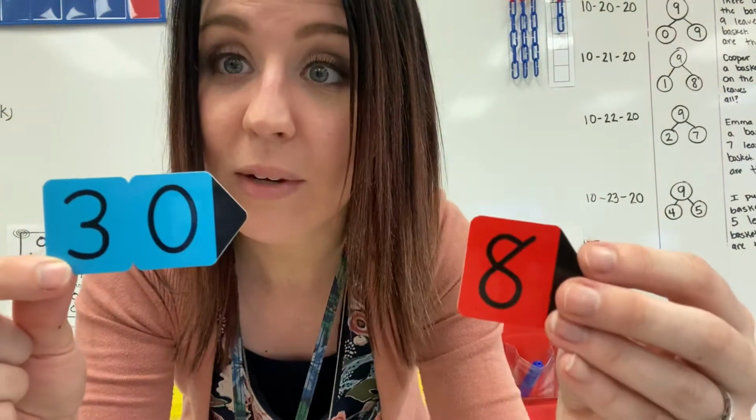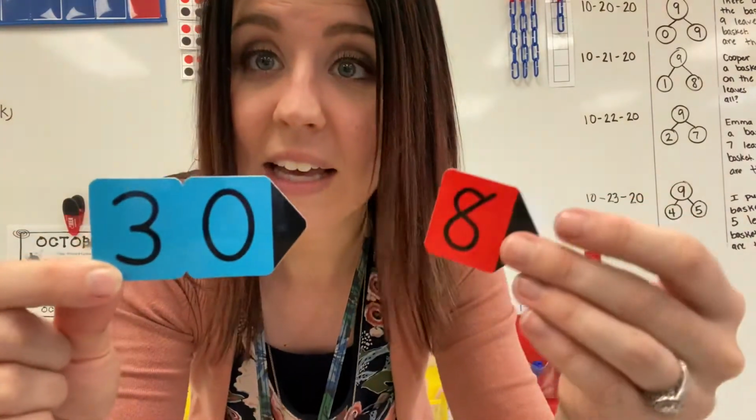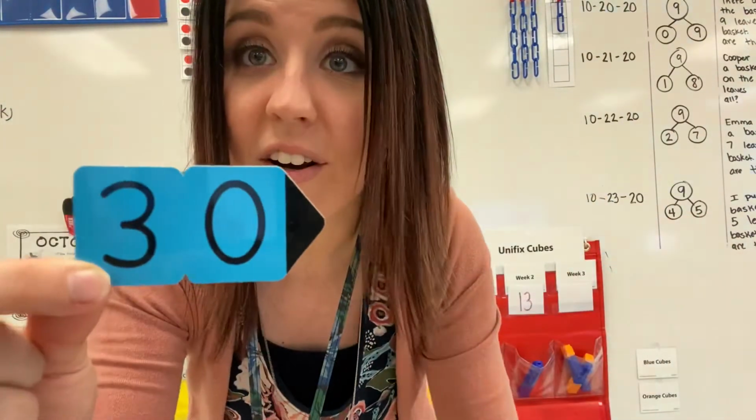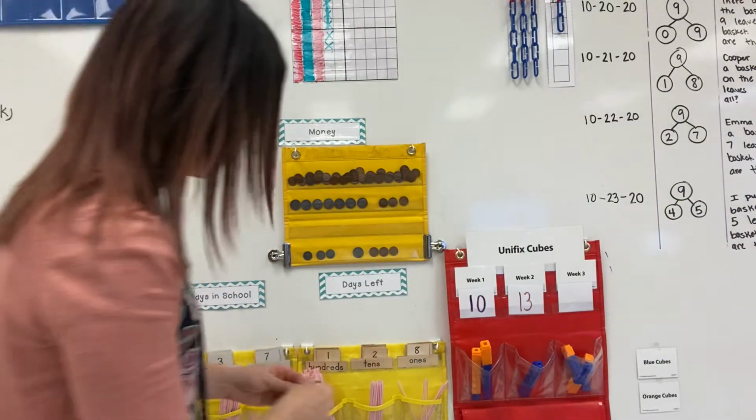There was a 0 there. So what number is this really? 30. And then we have 8. 30 and 8 make 38. Very good. So we have 38.